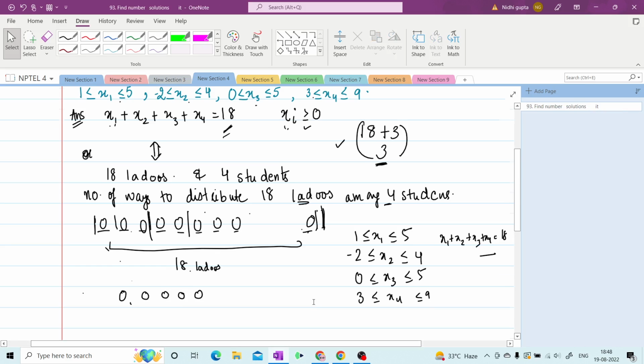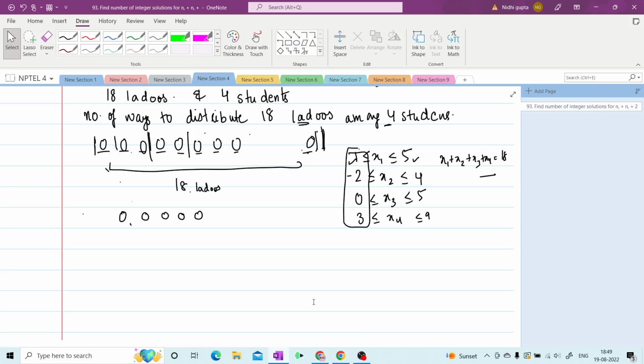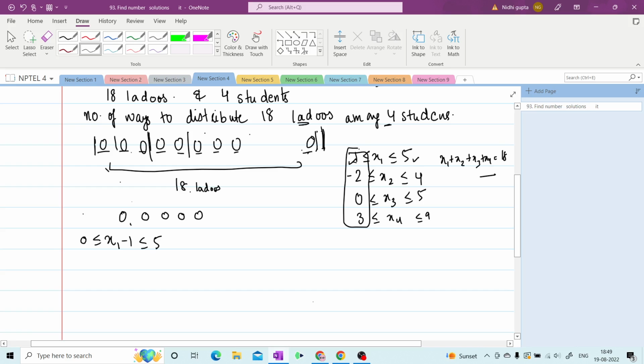Since we have a lower bound and an upper bound, first we change all these lower bounds to 0. And how do we do that? If we want to make these 0, from x1 we subtract 1 on all sides. So the condition that we get is 0 ≤ x1 minus 1 ≤ 4. So first we are making all the lower bounds 0.